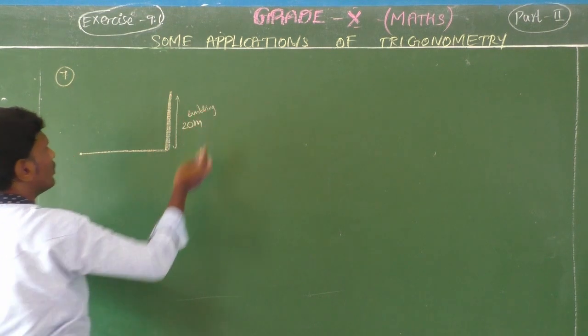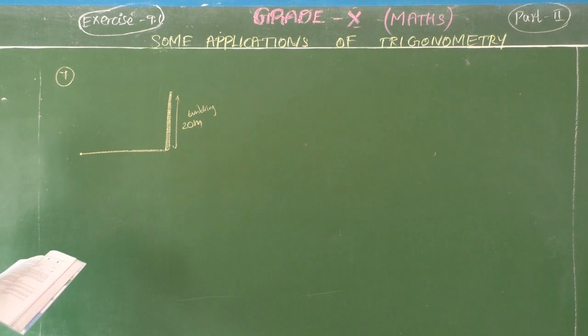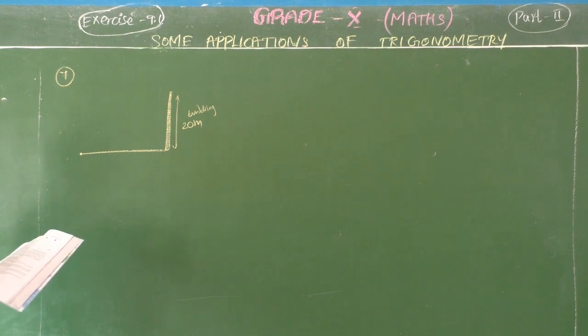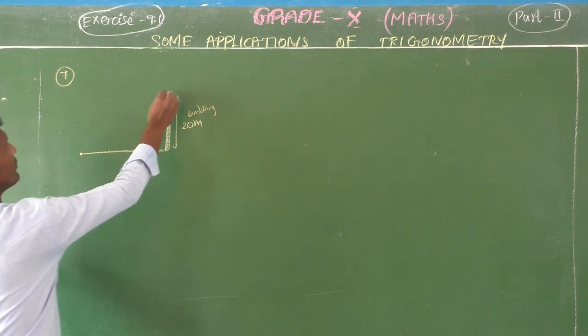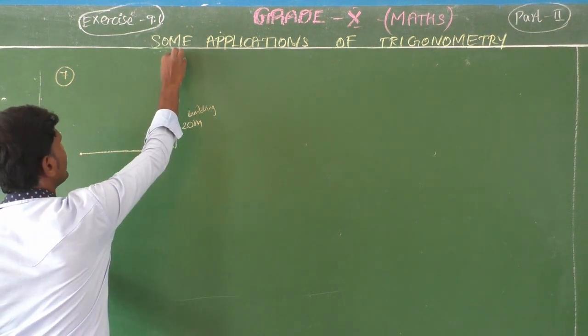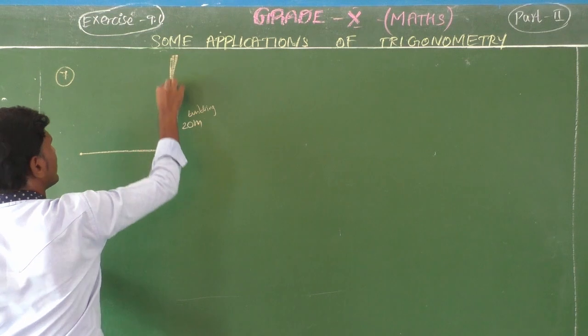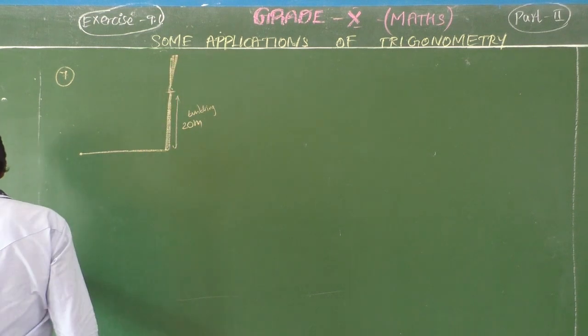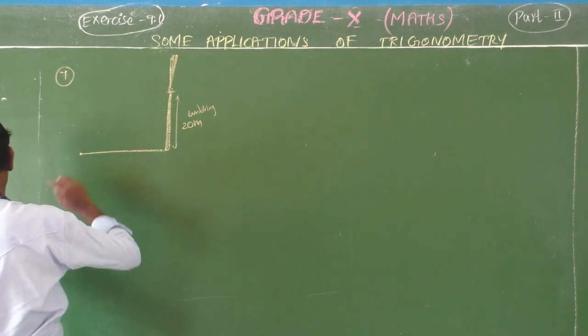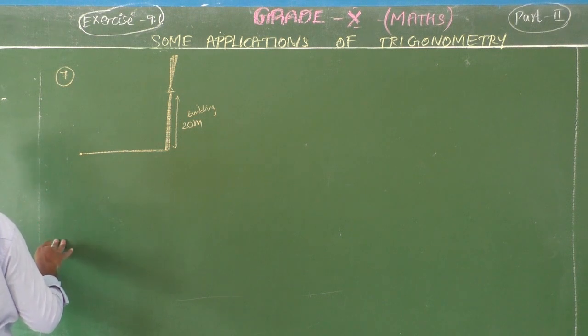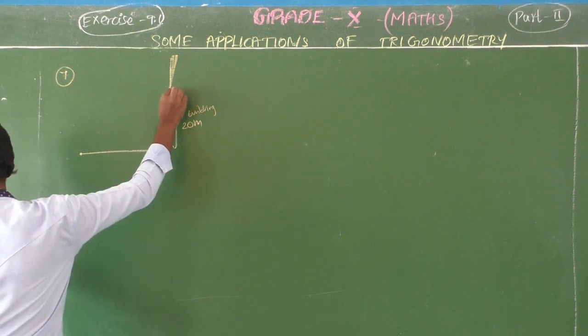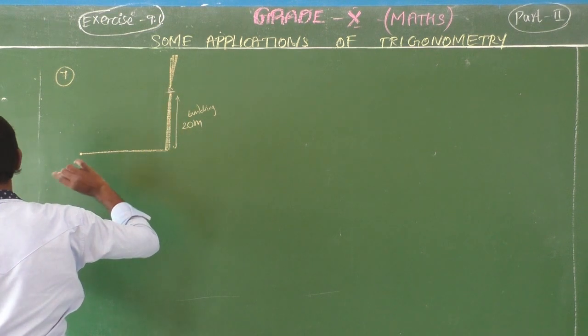And it has a height of 20 meter. So from the building, the top of the transmission tower is fixed at the top of the building. Here I am going to fix one tower. Now you have an angle of elevation of the bottom and top of the transmission tower.